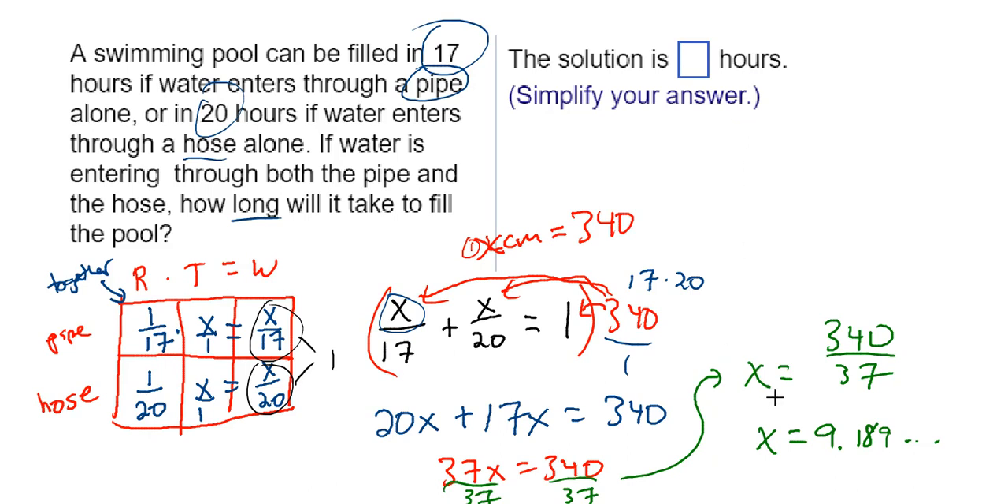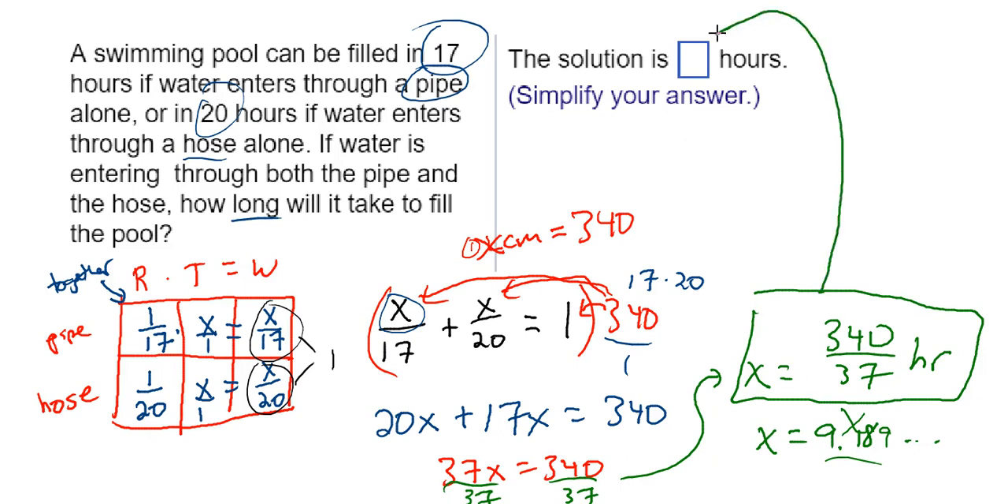So I think what we should do is not write it as a decimal. It's not a very helpful number as far as figuring out how long I have to wait for this pool to fill up. But I think this is what you'd want to type in, right? Just type it in as a fraction. That's an exact answer. It'd be exactly 340 over 37 hours, which is 9.189... So it's about 9 hours that it would take for the pool to fill up.